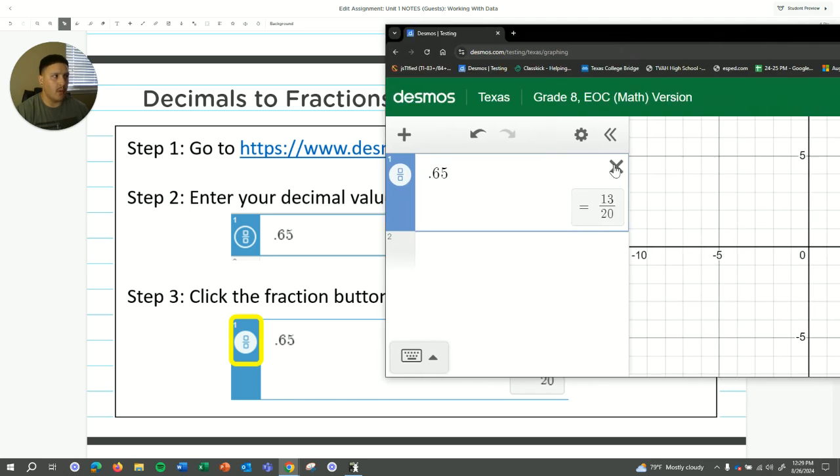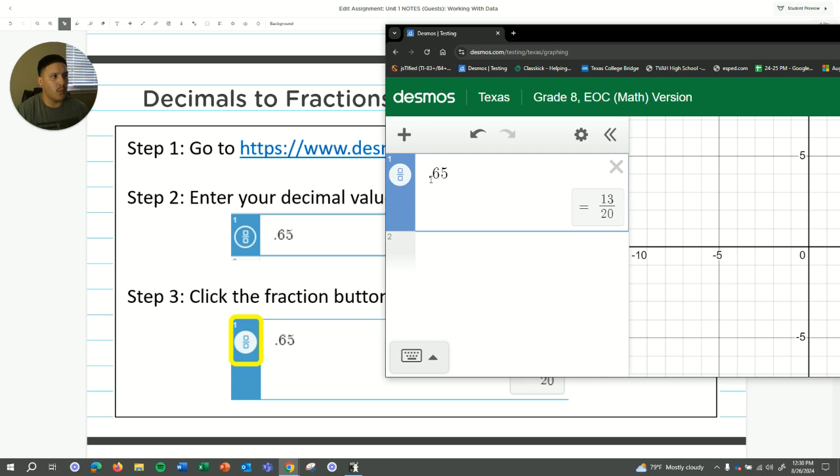So again, just to show y'all one more time. This circle right here, circle with the fraction symbol, with the box line box, that's the fraction symbol. You're going to click it, and it should be highlighted now and show you at the bottom right of this line what the reduced simplified fraction will be. 13/20.